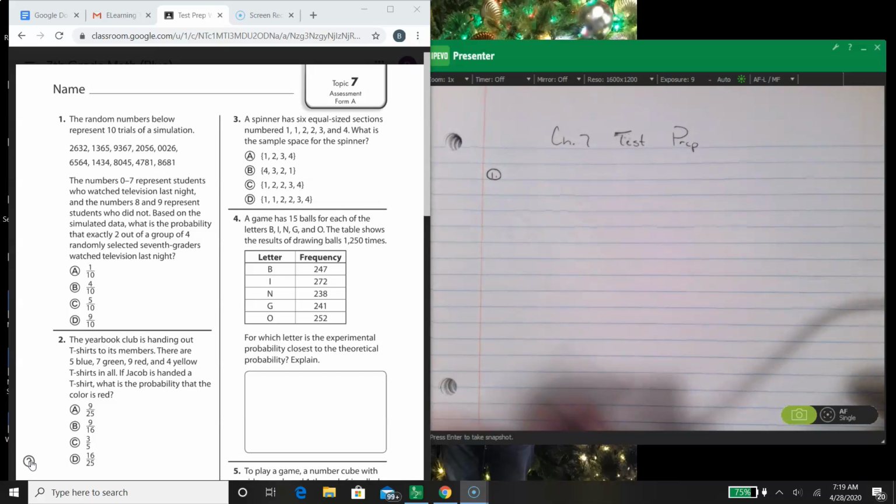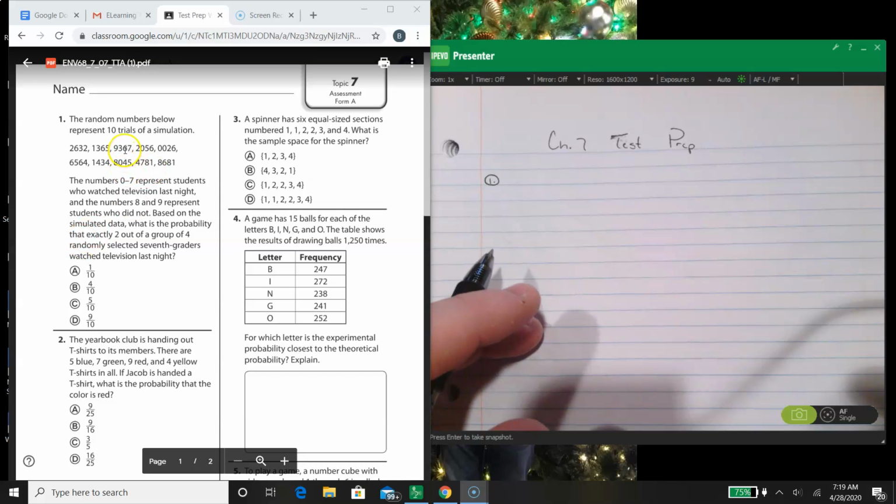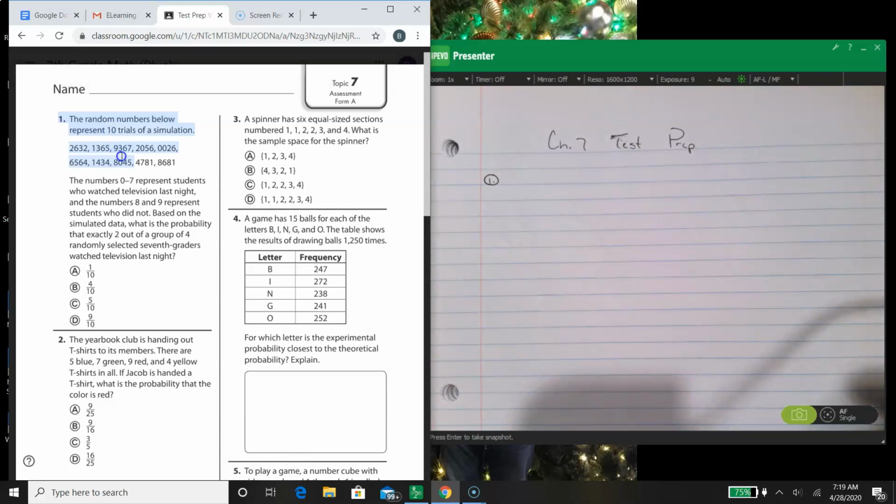So it looks like our question for number 1 says, the random numbers below represent 10 trials of a situation. And these are the numbers, guys, that they give us. So there were 10 different trials that were done. If you remember, this was from our last lesson, lesson 7-7. The numbers 0 through 7 represent students who watched television last night, and the numbers 8 and 9 represent those that did not. Based on the simulated data, what is the probability that exactly 2 out of a group of 4 randomly selected watch television?